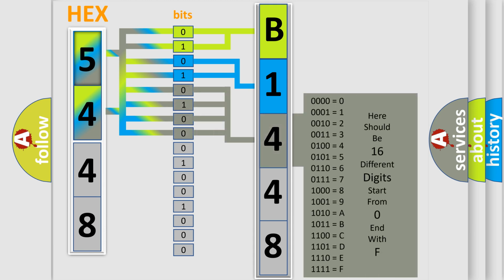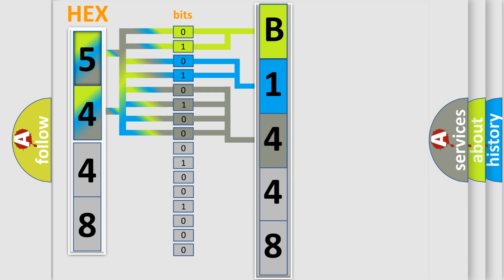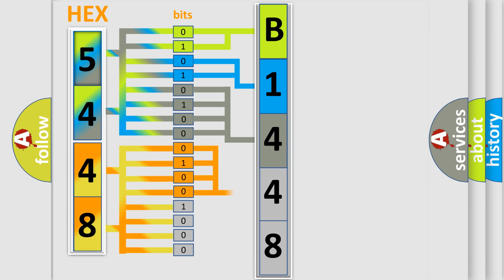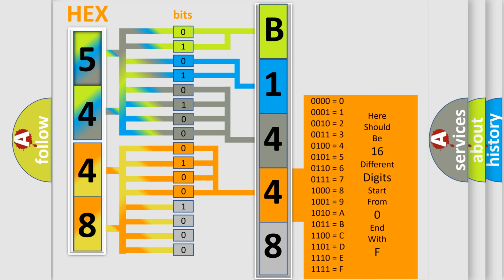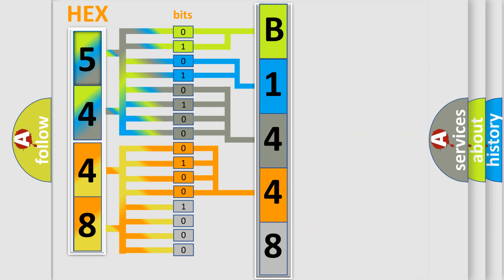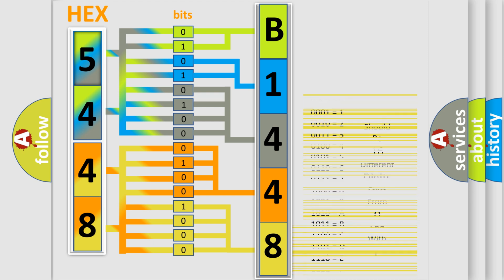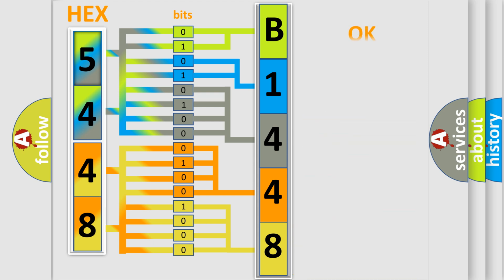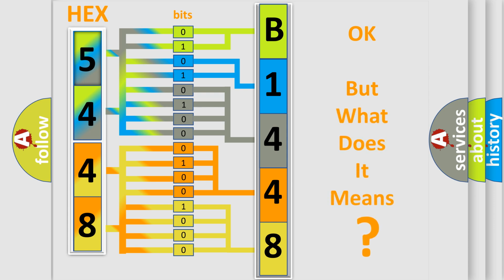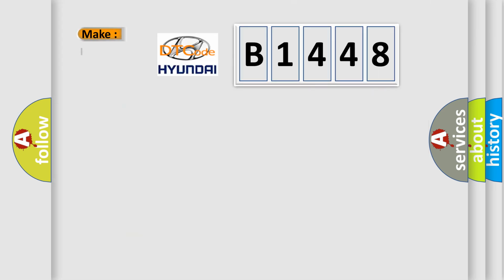The second byte is composed of a combination of 8 bits. The first 4 bits determine the fourth character of the code, and the combination of the last 4 bits defines the fifth character. A single byte conceals 256 possible combinations. We now know in what way the diagnostic tool translates the received information into a more comprehensible format. The number itself does not make sense to us if we cannot assign information about what it actually expresses.